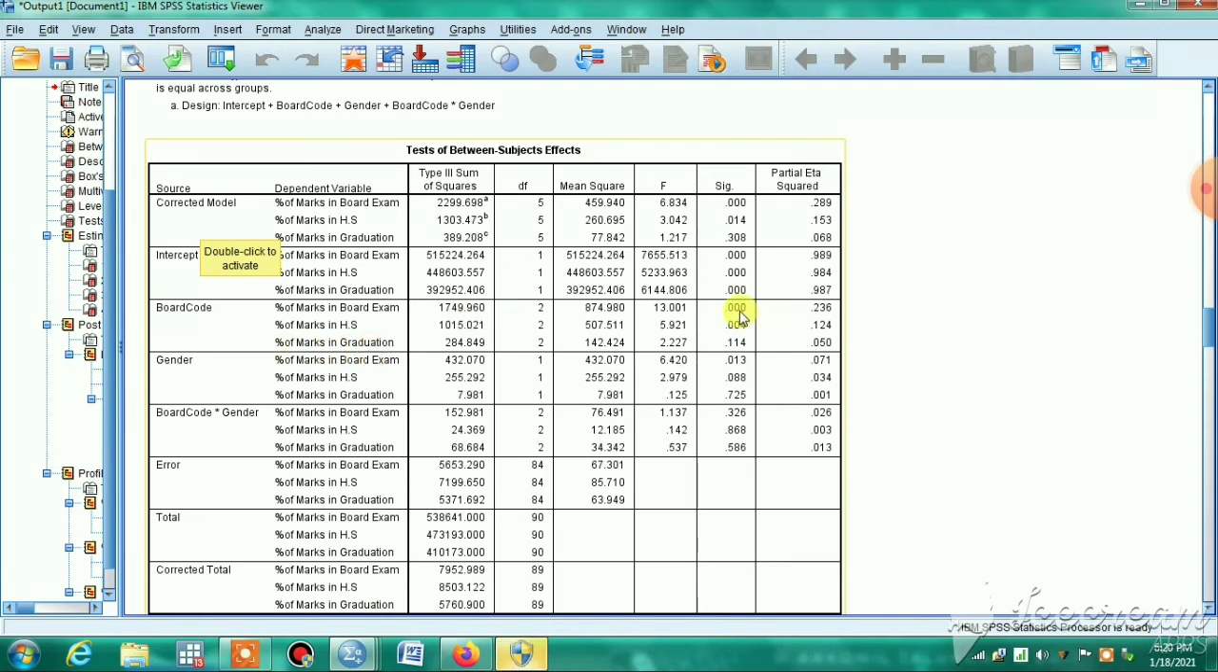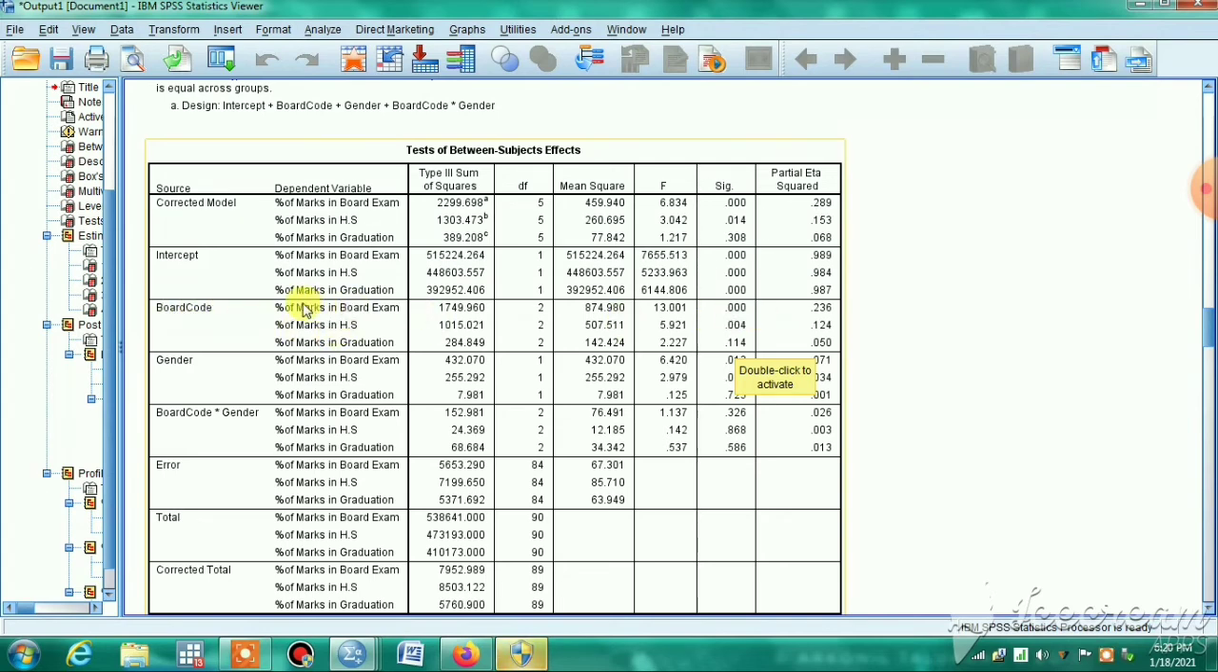Okay, so this is significant, this is significant, but this is not significant. So the differences in the graduation marks due to the differences in board is not significant, but the differences in marks obtained in HS with the differences in board is significant.